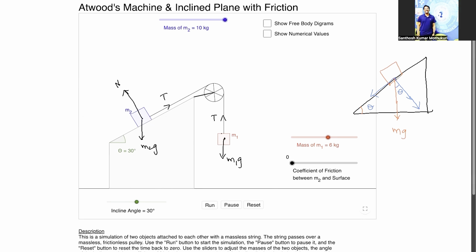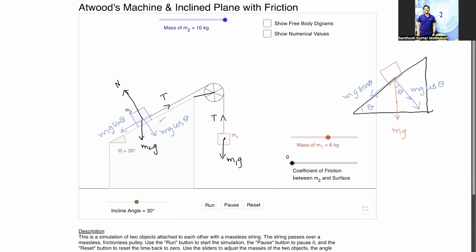Now the component which is close to the angle is always the cos component, which is mg cos theta, and this is going to be mg sin theta. So always remember mg cos theta is perpendicular to the plane and mg sin theta is along the plane. So let me draw mg cos theta here and mg sin theta here. This is mg cos theta and this is mg sin theta.